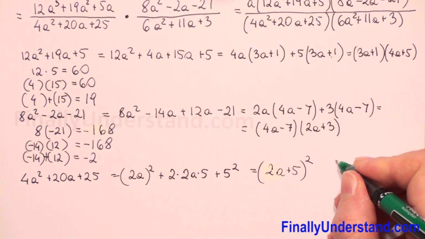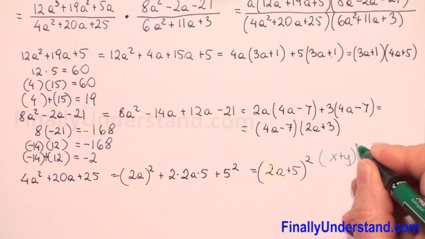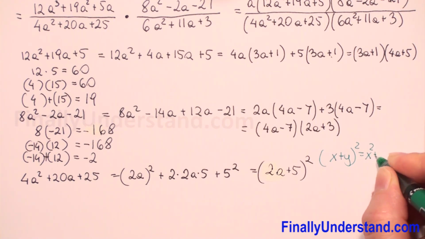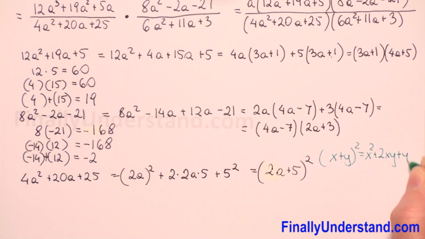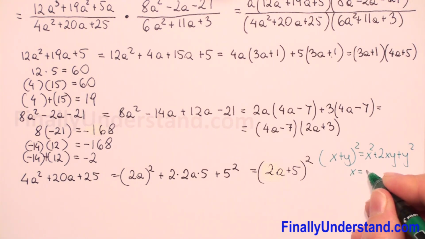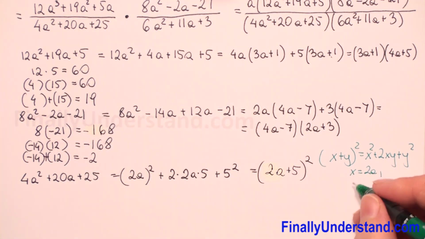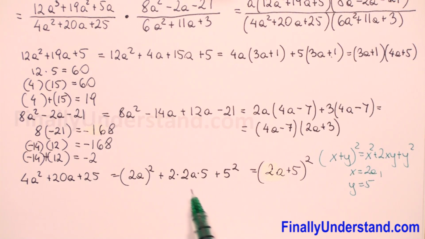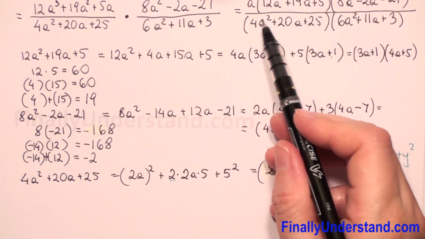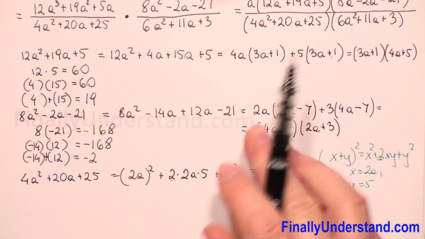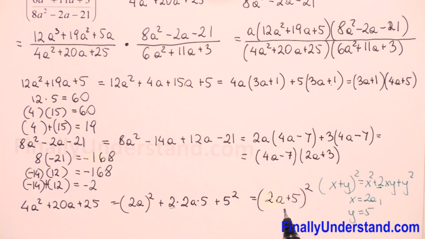When we have x plus y to the second power, this is equal to x squared plus 2xy plus y squared. In our example, x is equal to 2a and y is equal to 5. We have exactly the square, the same as in our formula, and next is 2 times x times y, 2 times 2a times 5, exactly the same. So we can rewrite the first expression in the parentheses in the denominator as 2a plus 5 to the second power.